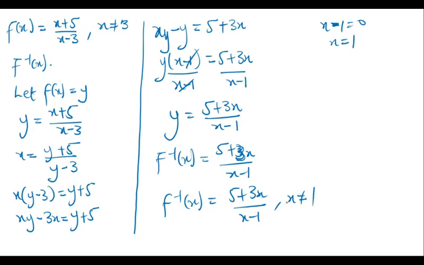So we put the condition that f inverse of x is defined on this function if and only if the denominator, the x over here, is not equal to 1. So any number apart from 1 will make the function defined. But when it is 1, it will make it undefined.